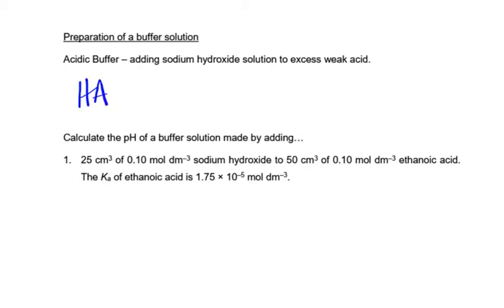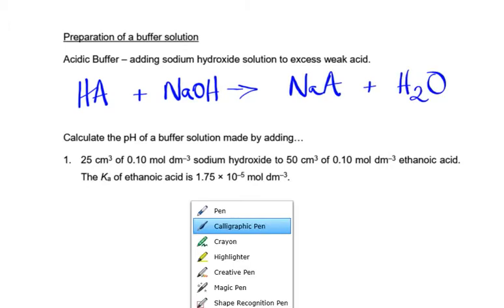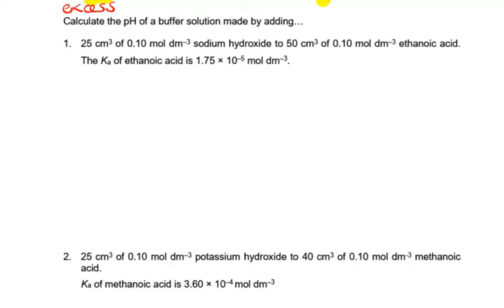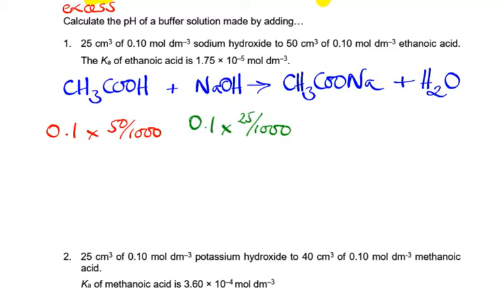So there's our weak acid, and if we add some sodium hydroxide, then we'll make the salt of the acid. And for it to be an acidic buffer, we want significant portions of those two things, which means that the weak acid needs to be in excess. So in the first example here, if we have a look at the equation and then work out the moles for the ethanoic acid and sodium hydroxide, like so.